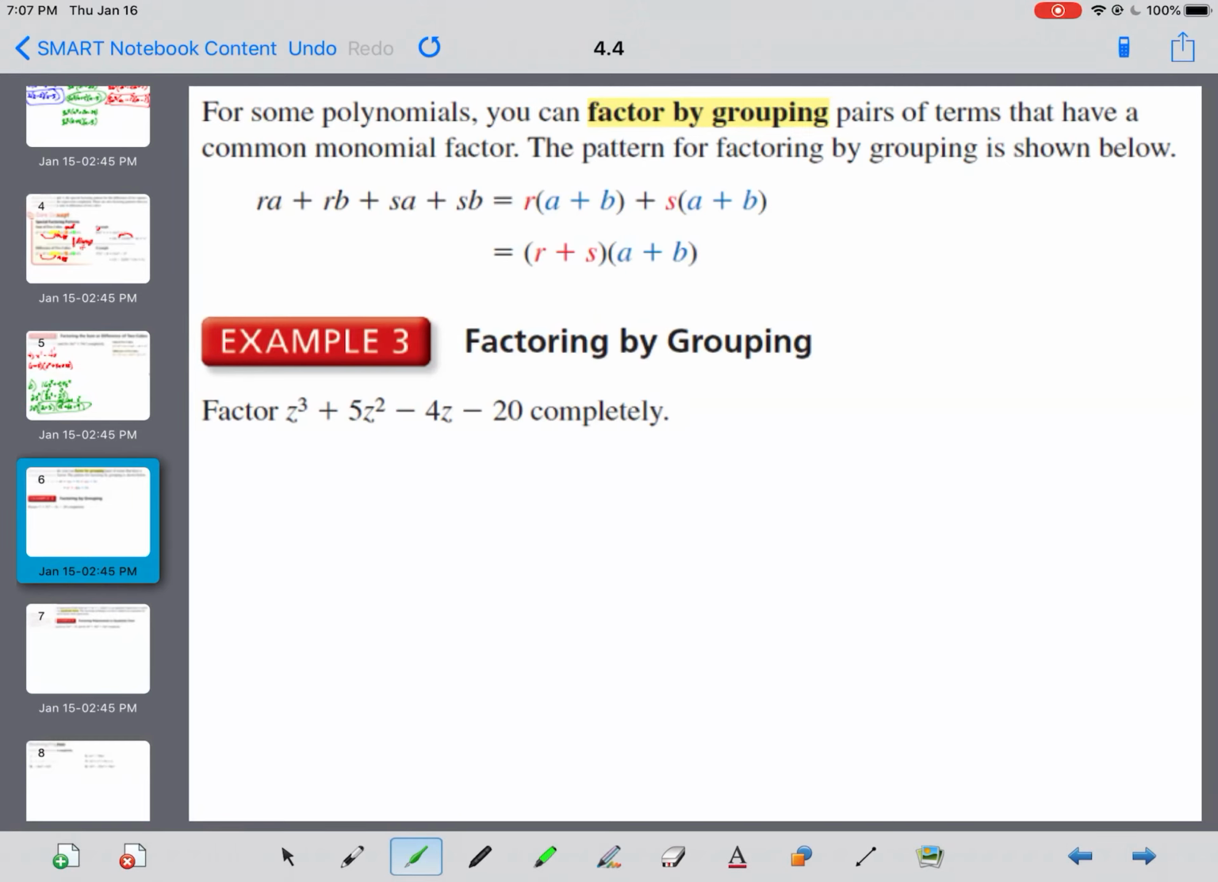Some polynomials you can factor by grouping. And then it means just that. We're going to group it together. We're going to pull out what the group has in common. Okay. So they have it here in letters. If we have RA plus RB plus SA plus SB, the first two have R in common. The back two have S in common. So we can pull those out. And that leaves us with an R and an S.